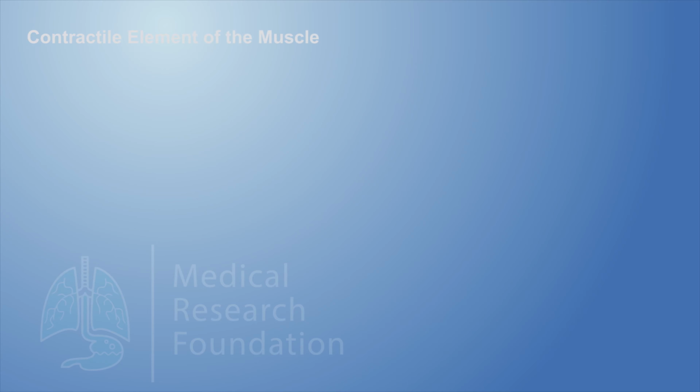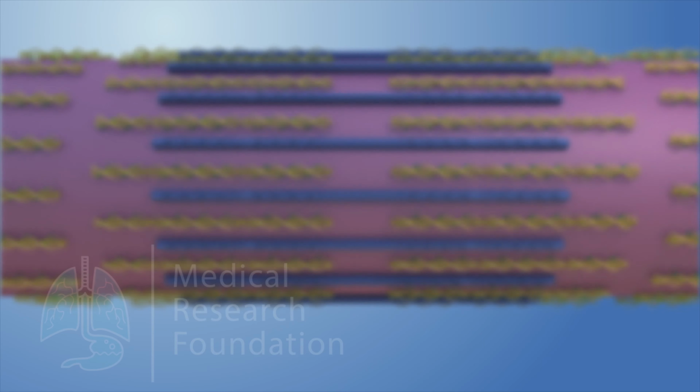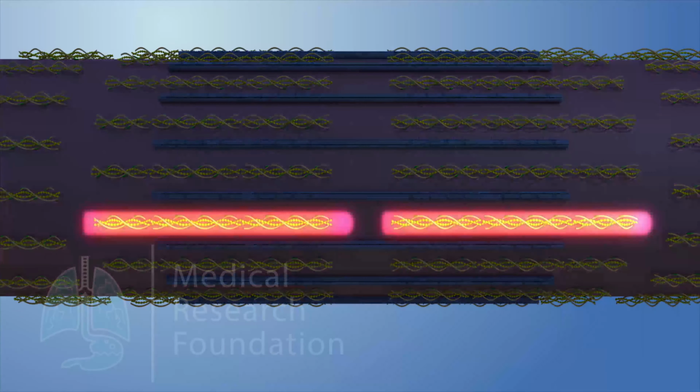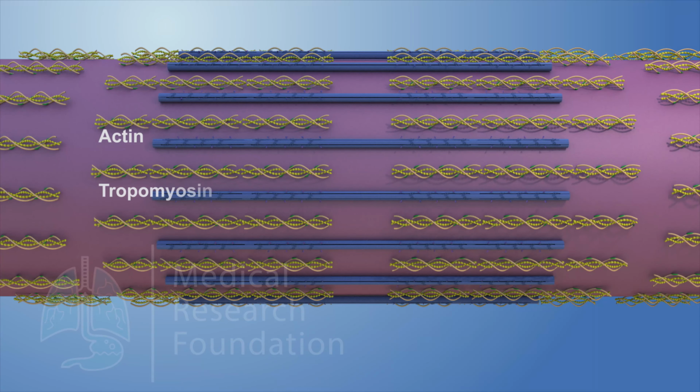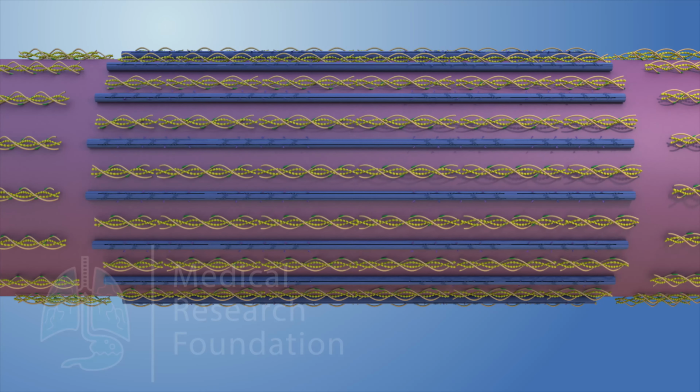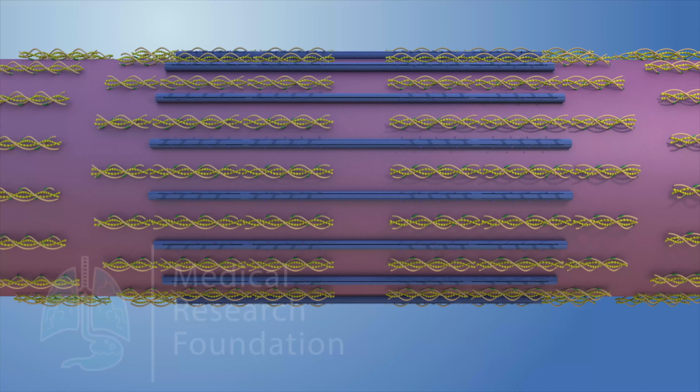Contractile element of the muscle. Myosin filaments are formed by myosin molecules. Actin filaments are formed by three types of proteins called actin, tropomyosin, and troponin. These four proteins together constitute the contractile proteins, or the contractile elements of the muscle.